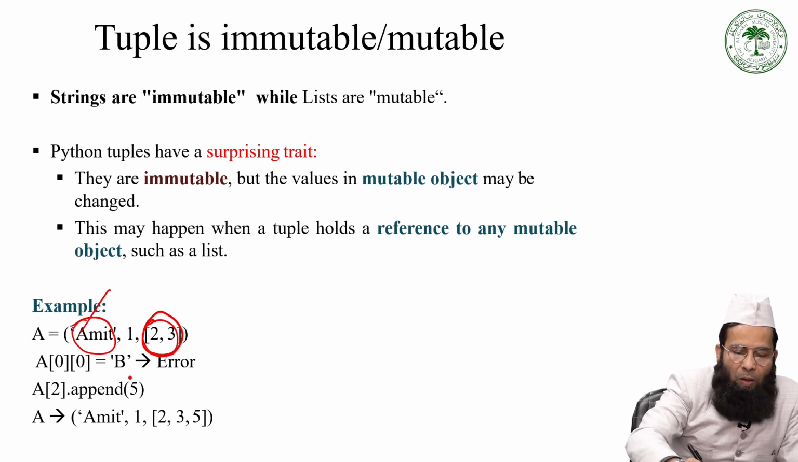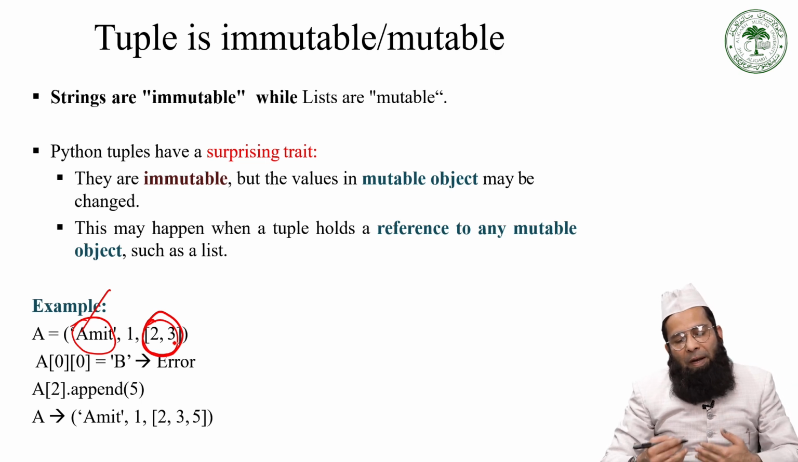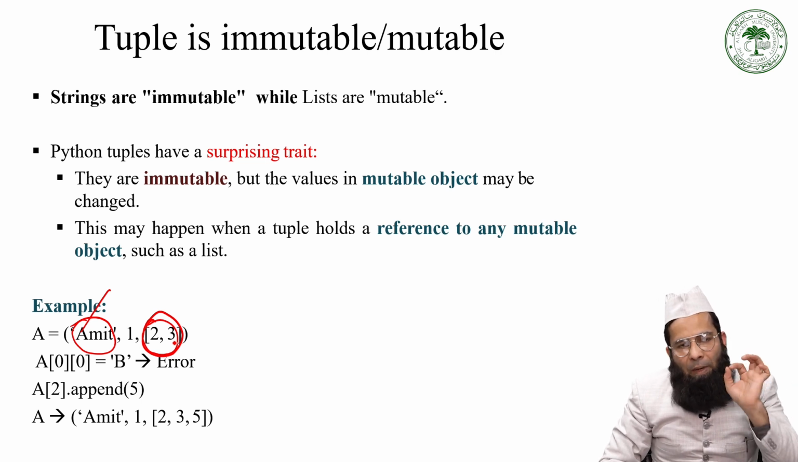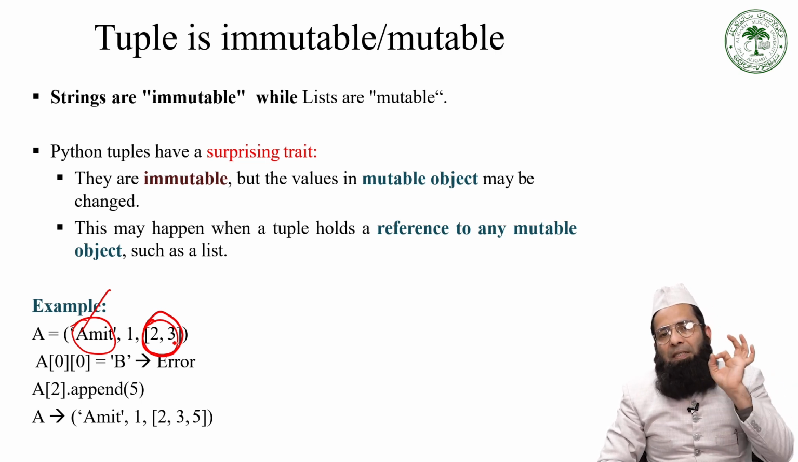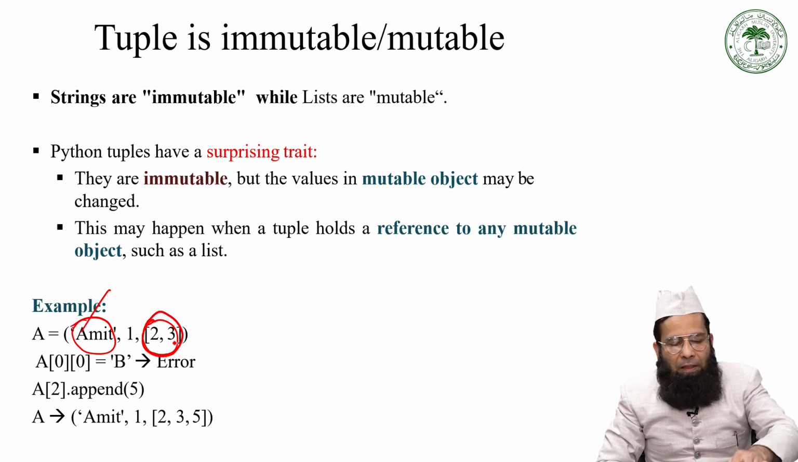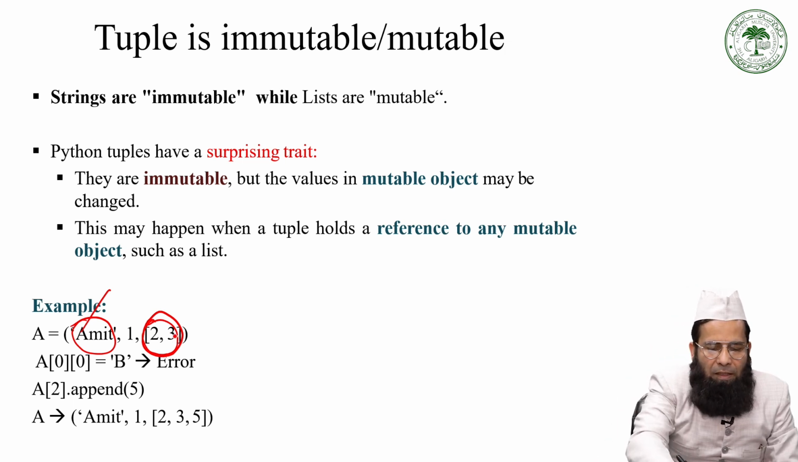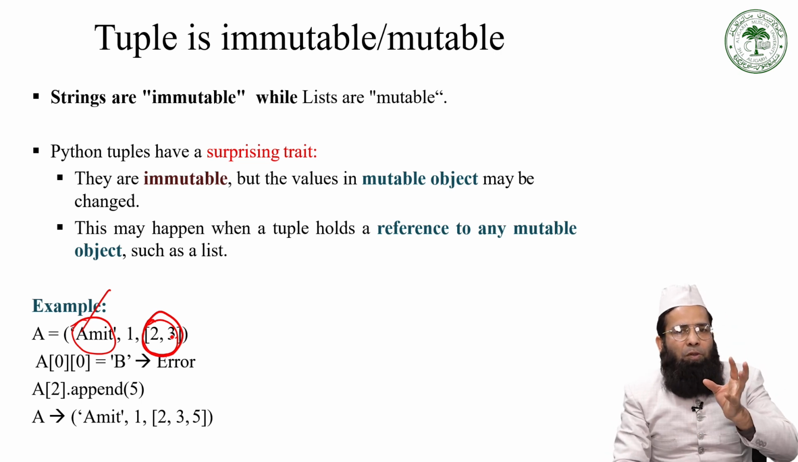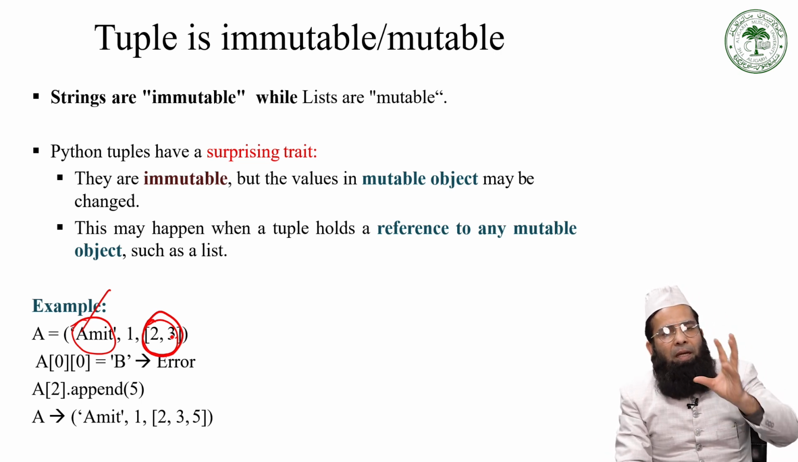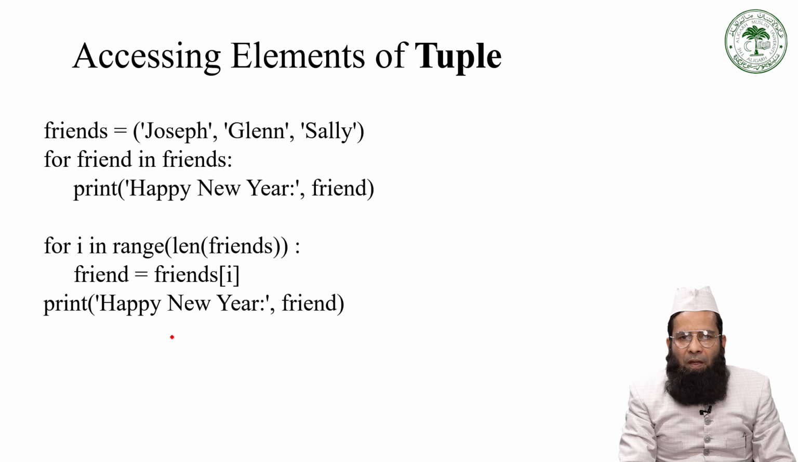It means you cannot append a value in the tuple, but if the tuple has a list as a member, then this can be appended. And in this case, 5 would be appended to this list. So this is the concept of immutability and mutability in the case of a tuple.